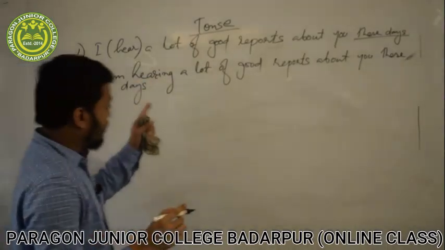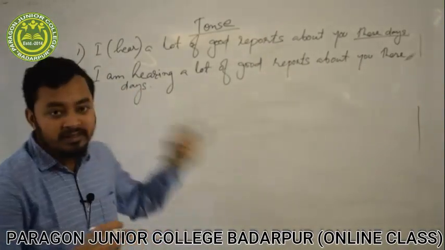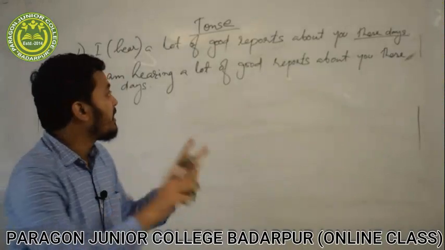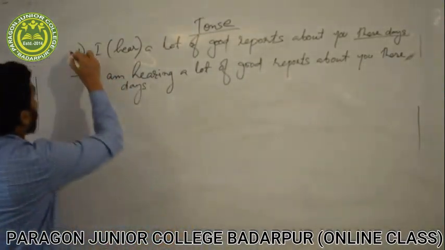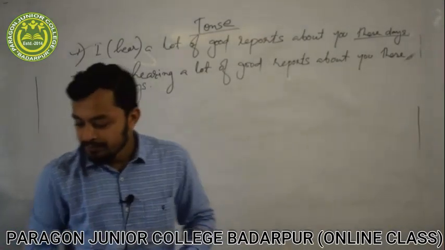All right. So this is the way. This is the system of how you analyze a sentence and then come to the correct conclusion. Hope all of you are clear. Now let us take the second sentence. Sentence number 2.